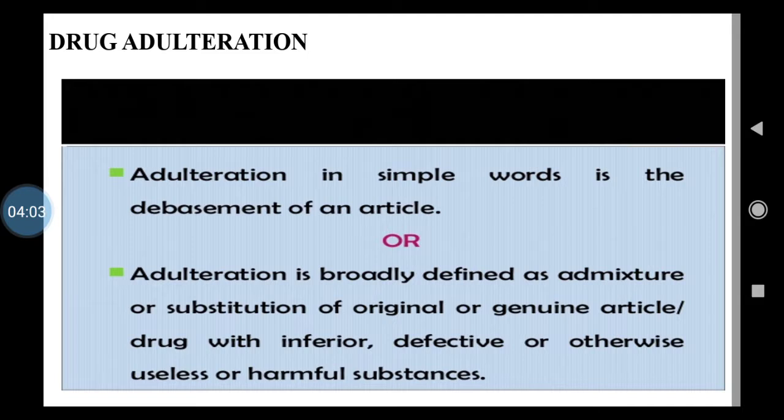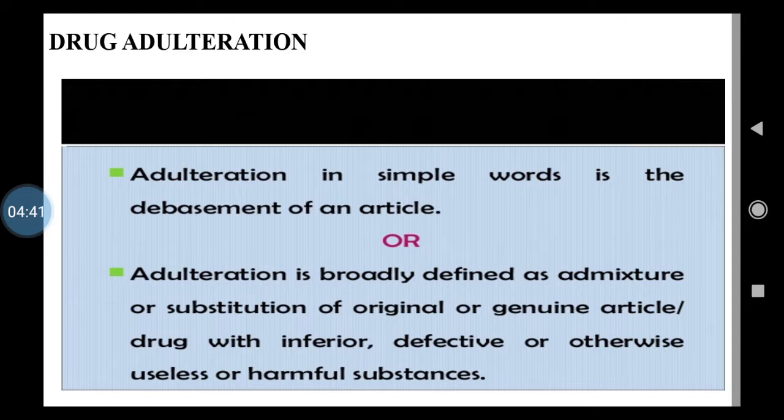Now, another definition we can say is that adulteration is defined as admixture or substitution of original or genuine article with inferior, defective, or otherwise useless or harmful substance. So, whatever the other drug is used, that may be inferior, it may be faulty, it may be less useful. Also, there are chances it may be harmful also.